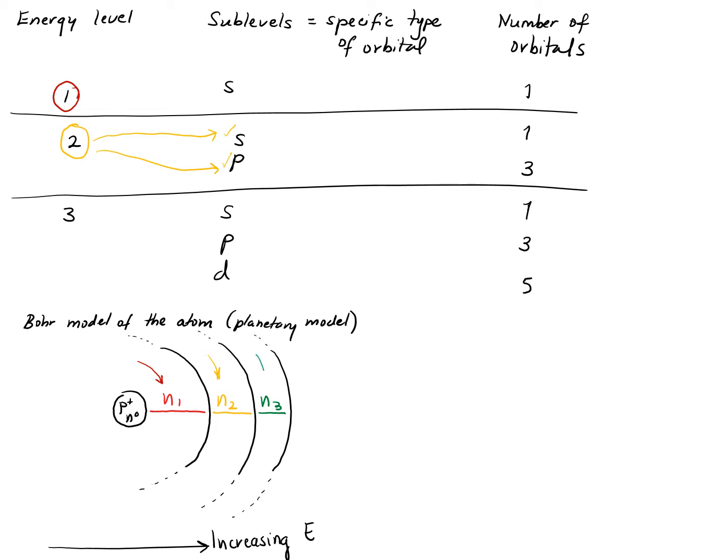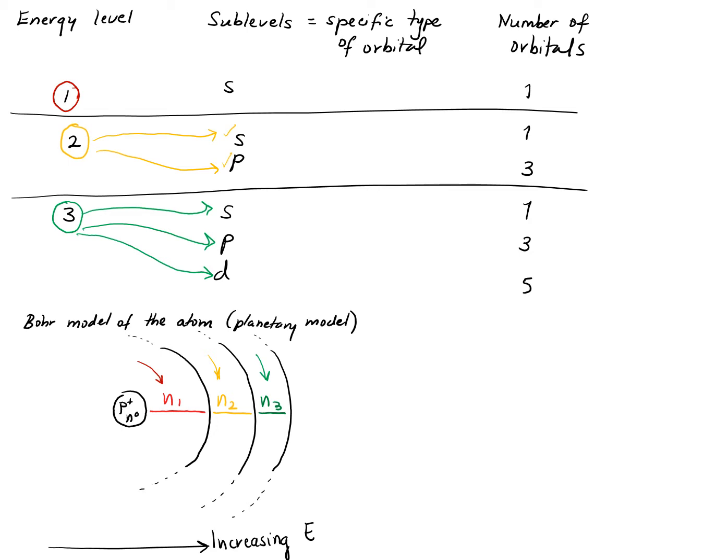And finally, we are looking at the third energy level. The third energy level has three sub-levels: s, p, d. So you have your third energy level containing three sub-levels. Those three sub-levels are the specific types of orbitals that we have in that third energy level. Whenever you have an s orbital, we have one of them. P orbitals, it's three of them, and now d orbitals, it's five of them.